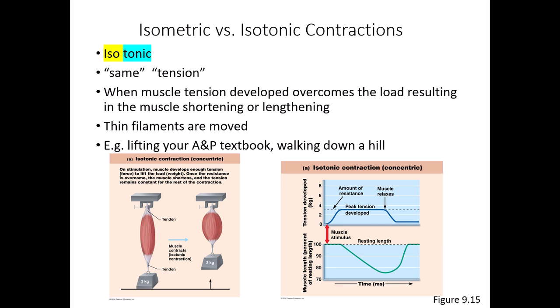So lifting your A&P book is a concentric contraction because your muscle is shortening. You could see again your biceps brachii bulge. But walking down a hill would be an eccentric, where you have that kind of extra lengthening. And eccentric contractions are kind of like braking muscles. You know, when you're walking down a hill, your quadriceps are kind of making sure that you don't tumble forward with the gravity and the slope of the hill.